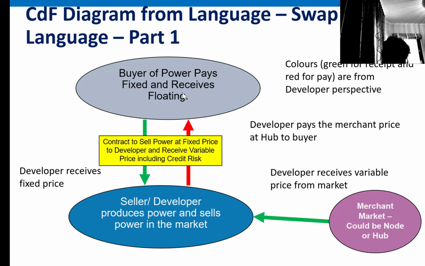So they want to offset this merchant risk, and they want to actually pay. I've got this backwards now, because if we did it from the buyer, we do green and red differently. The buyer is taking the fixed versus floating risk.